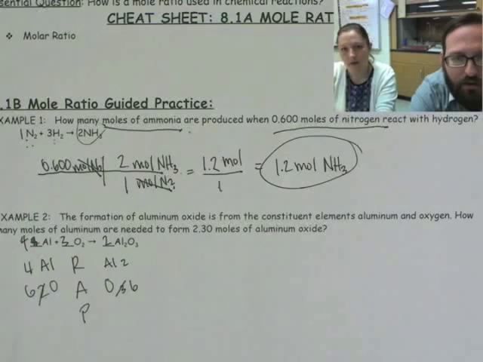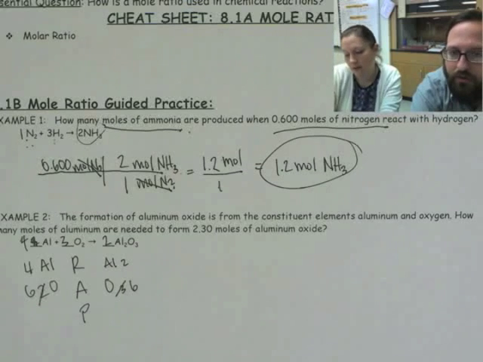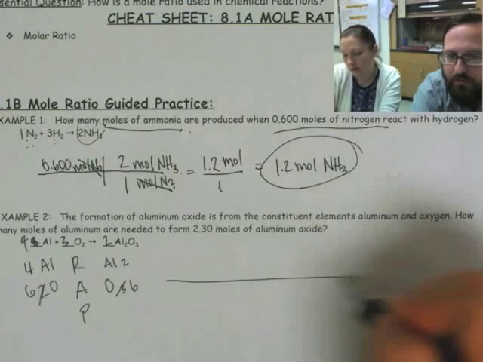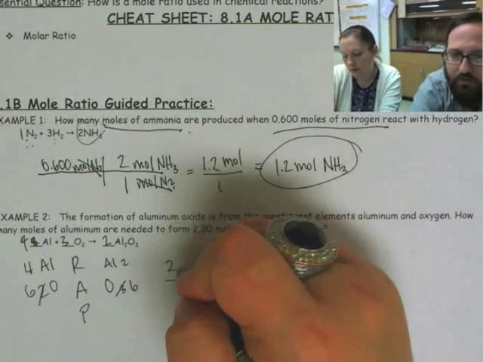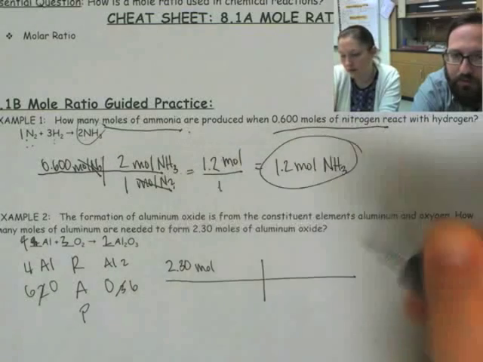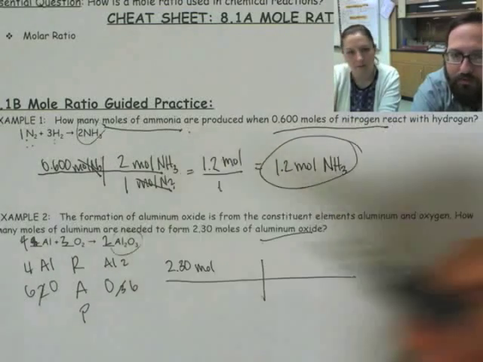Okay. So let's look at the question. The formation of aluminum oxide is from the constituent elements aluminum and oxygen. How many moles of aluminum are needed to form 2.3 moles of aluminum oxide? Okay. So I'm going to draw my tracks. I start with 2.30 moles, and it says aluminum oxide. I think that's this one, right? Okay. That's it.